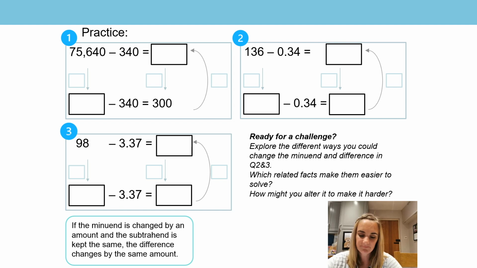If you finish that, I want you to explore, were there other related facts you could have used? So could you have changed the minuend and the difference in a different way? You might also want to think about, how could I have made these calculations harder instead of easier? But in that case, would you be using related facts or not? I'll leave you to think about that.